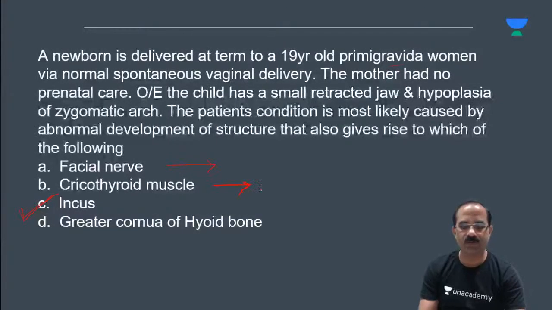Answer, I'm waiting for you. Cricothyroid muscle is a muscle of fourth pharyngeal arch. Fourth. Why? Which is the nerve of the fourth arch? Superior laryngeal nerve. Very good.